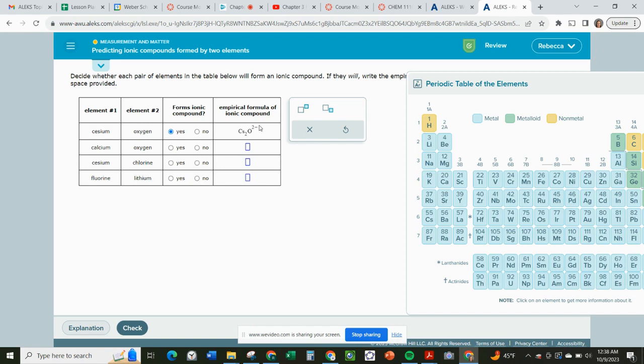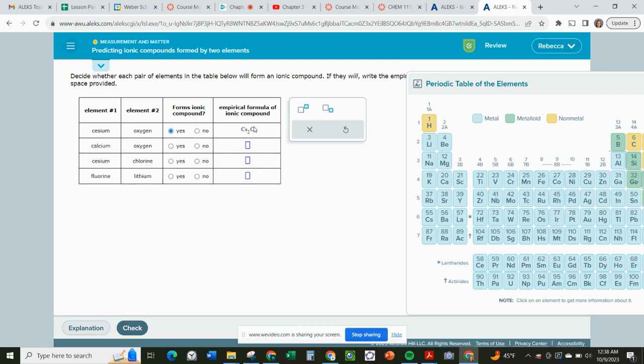We don't write the charges in the formula. So this final answer will be Cs2O. So we need 2 plus 1 charges to balance a 2 minus charge. Overall, it has to be neutral.